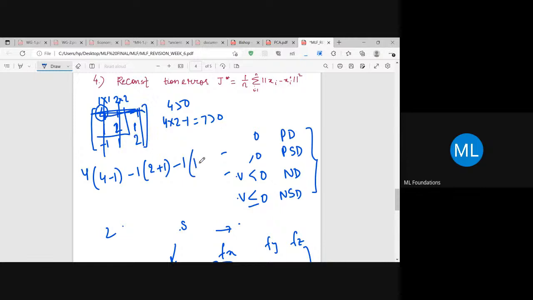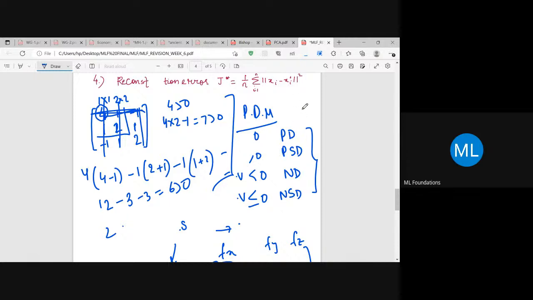And that is how much you're getting: 1 of minus 2. So you're getting 4 into 3 is 12, minus 3, minus 3, so that is equal to 6. That is also positive. So you're getting all 3 as positive. So this is a positive definite matrix. Right?